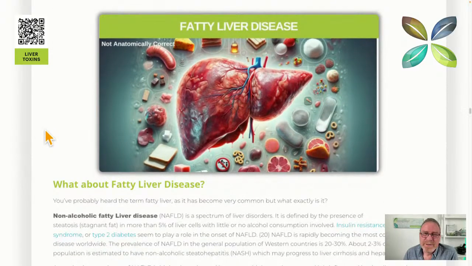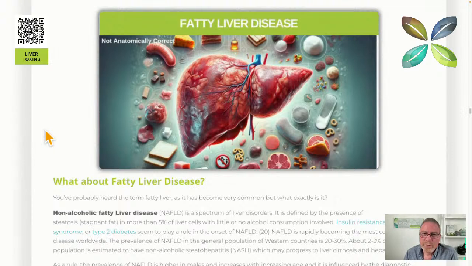Fatty liver disease. This is the most common problem. And we talked about it earlier, right in the very beginning. 25% of the world's population have this fatty liver disease. So I thought this is worth just a few minutes having a look at.